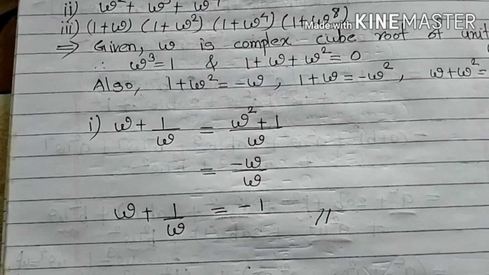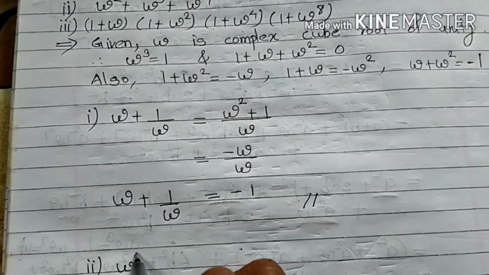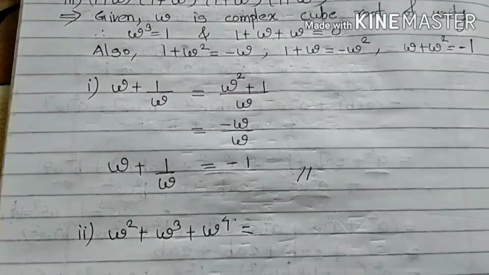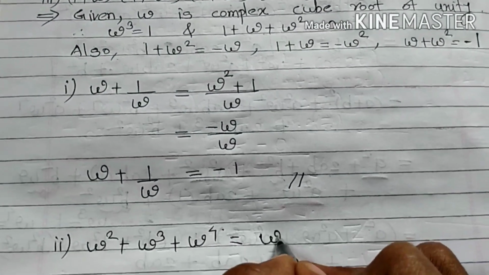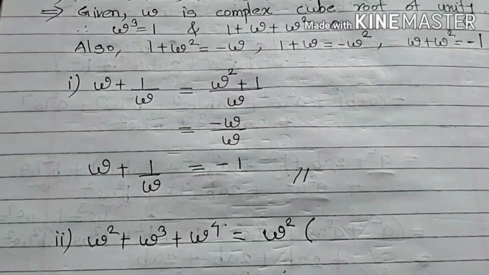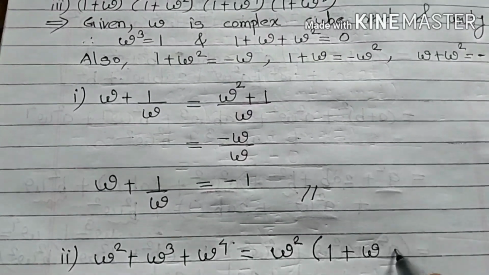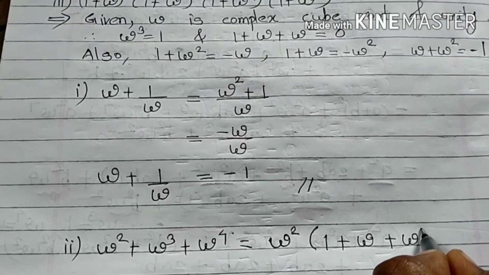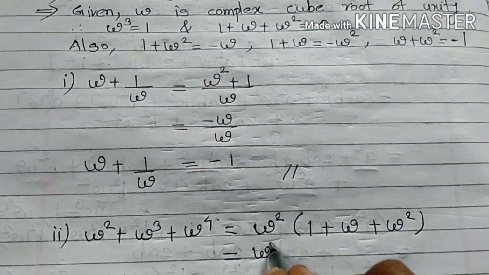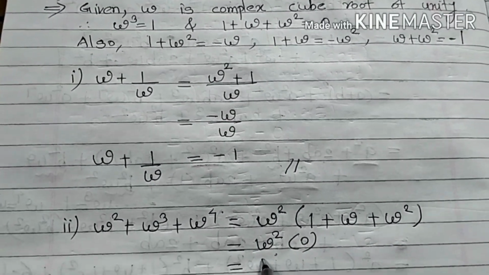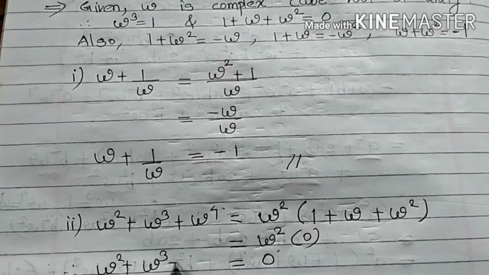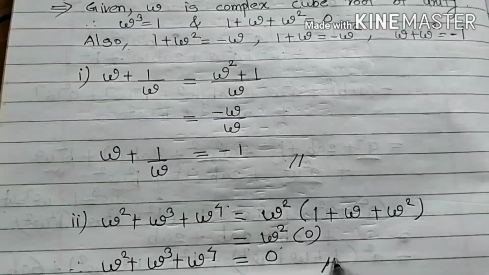Next, second, omega square plus omega cube plus omega raised to 4. Now take omega square common. When we take omega square common, so we get here (1 plus omega plus omega square). But we know that the value of this is 0. So it is omega square into 0, which is equal to 0. Therefore, omega square plus omega cube plus omega raised to 4 is equal to 0.